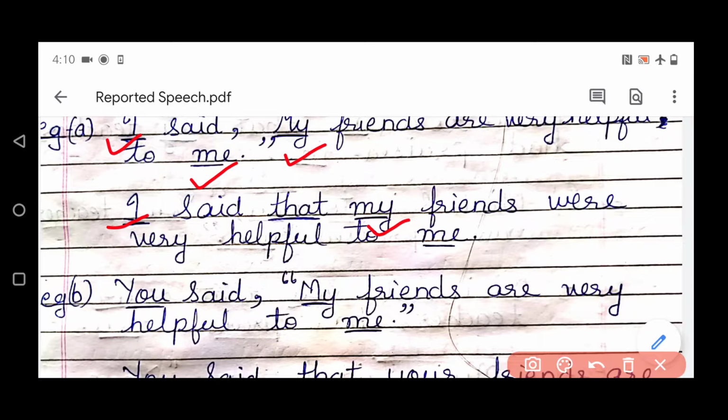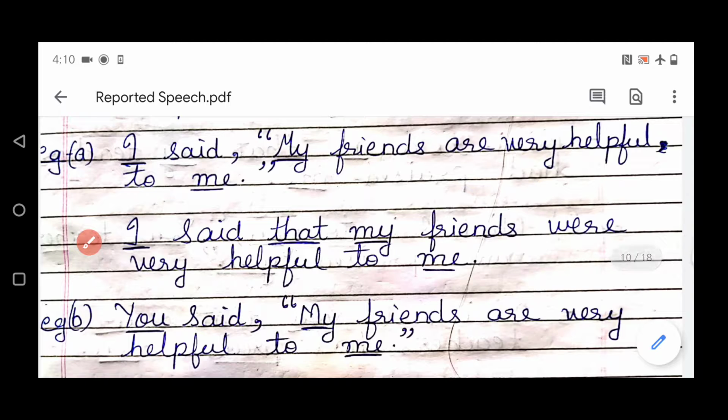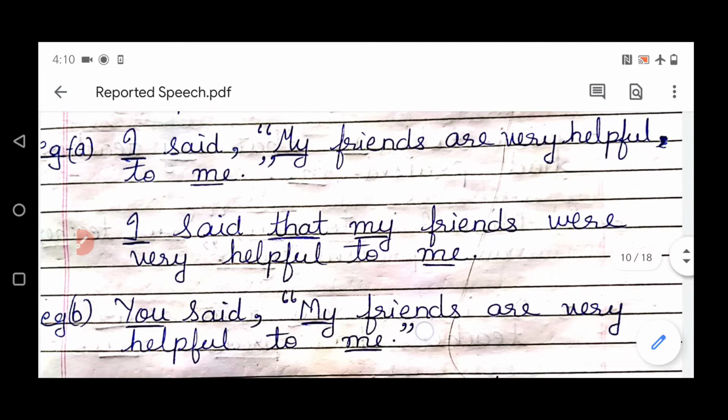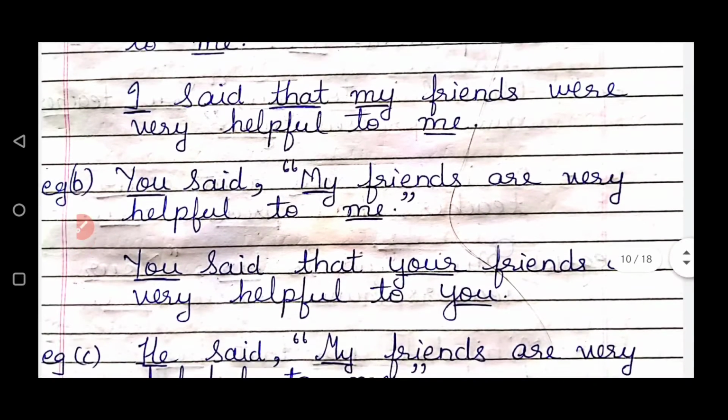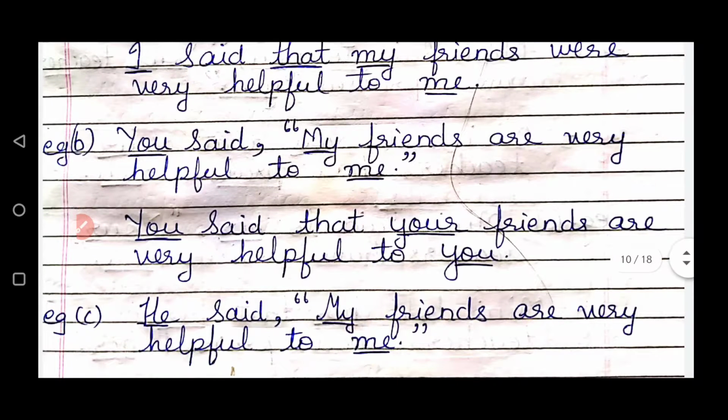Now in the first person, the pronoun won't change. My friends were very helpful to me. There is no change in the pronoun in the very first person. So, I said, my friends are very helpful to me. I said that my friends were very helpful to me. Only the open inverted commas and comma are removed and that is introduced. Rest nothing is changed if we are changing the personal pronouns.